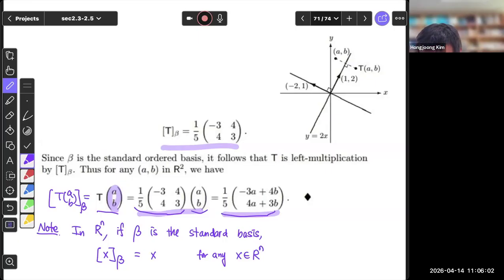Okay, so if I call this guy v vector, then this is the coordinate of v with respect to the standard basis, and this is the matrix representing this T with respect to the standard basis. So if you multiply these two, you get the coordinate of this image with respect to the standard basis, which is just the T of (a, b).